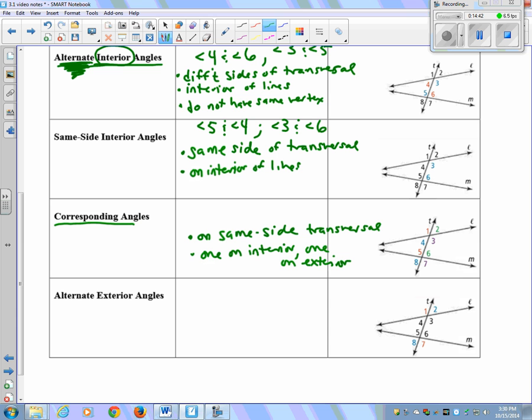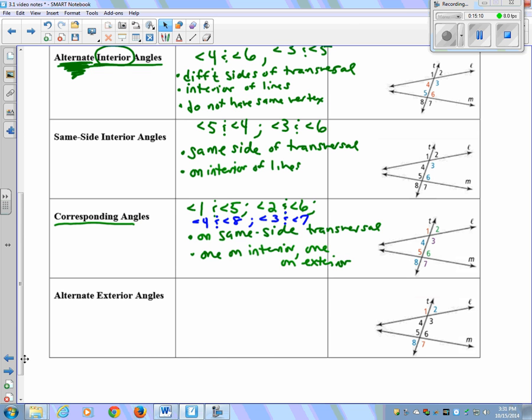So in this case, angle 1 and angle 5. Angle 2 and angle 6. You can see they're color-coded over here. Angle 4 and angle 8 and angle 3 and angle 7.